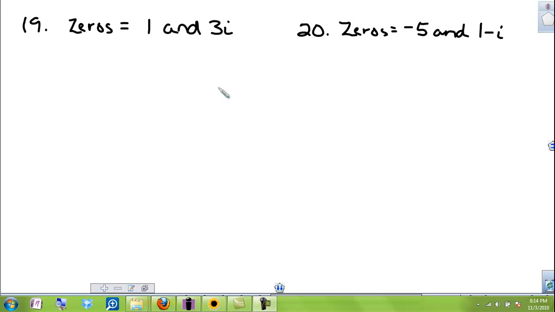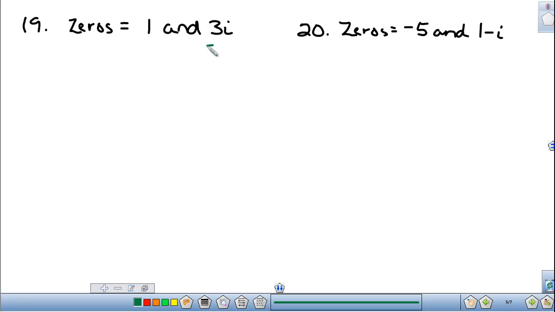Okay, in this lesson we're going to write a third-degree polynomial function with the given zeros 1 and 3i. The imaginary root theorem states that if you know one of the imaginary roots, its conjugate is also a root, so I'm going to add negative 3i to the list. And now I'm going to write this in standard form.